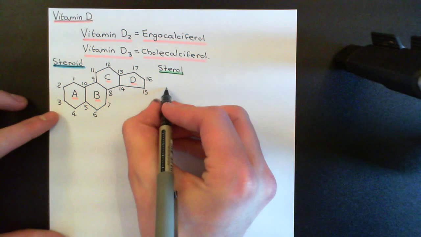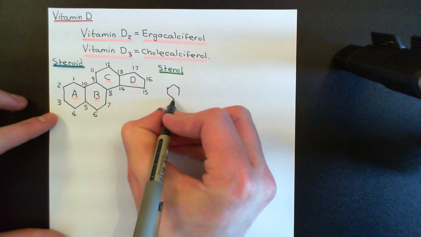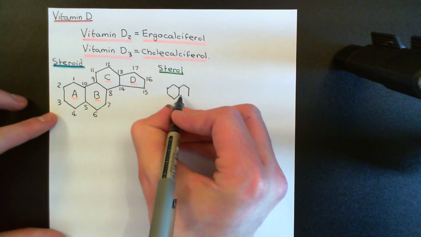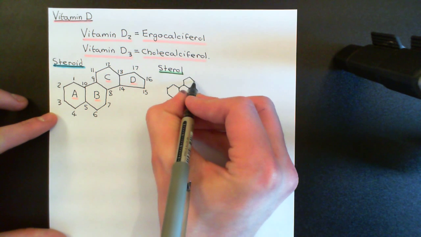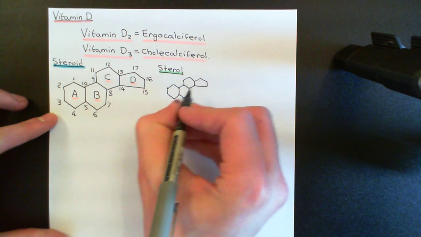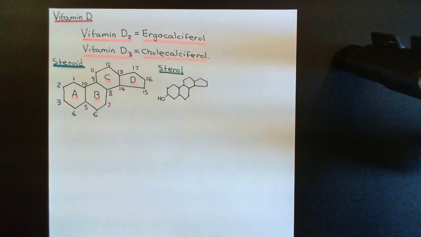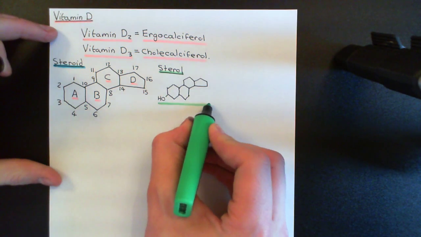Okay, so if I just draw this quickly, I'll just draw a little picture for this. So here is ring A, drawn quite badly, but never mind. Here is ring B, here is ring C, and ring D, like so. And now we're going to have an alcohol group coming off carbon number 3, like so. So that is the skeletal structure for a sterol molecule, or the sterol core structure.